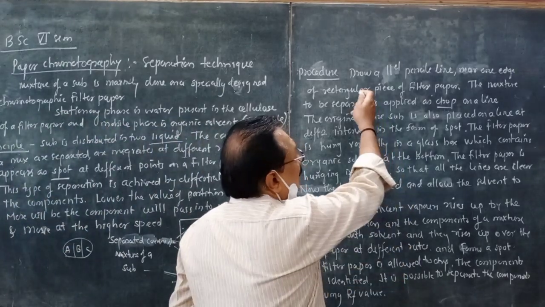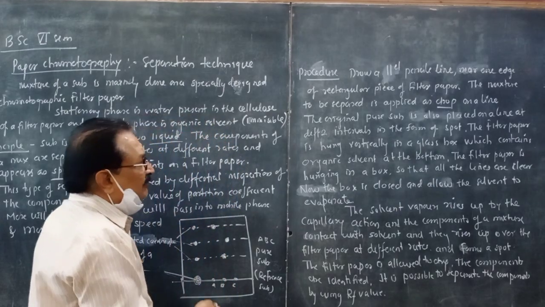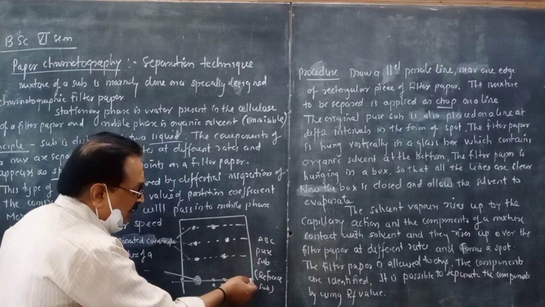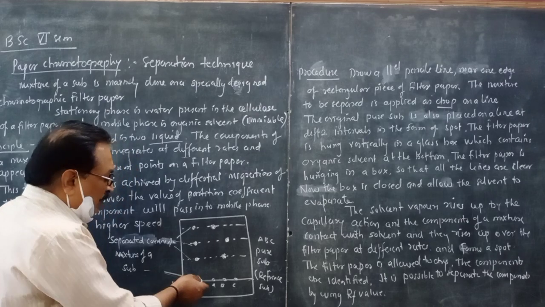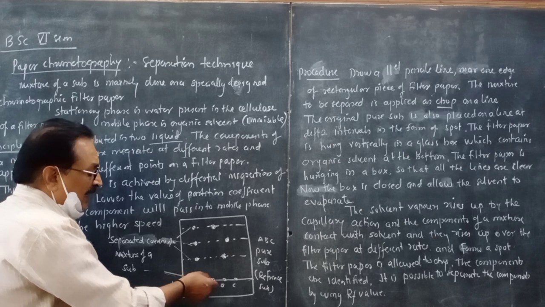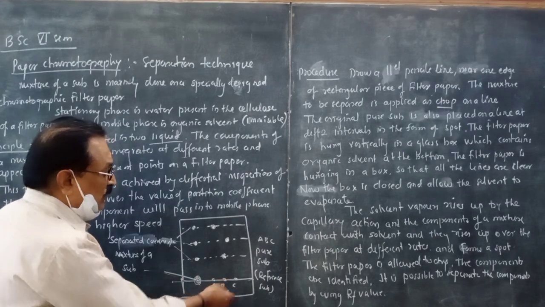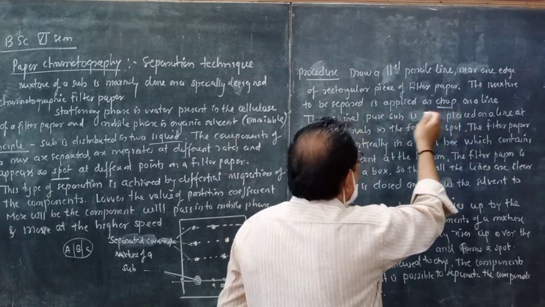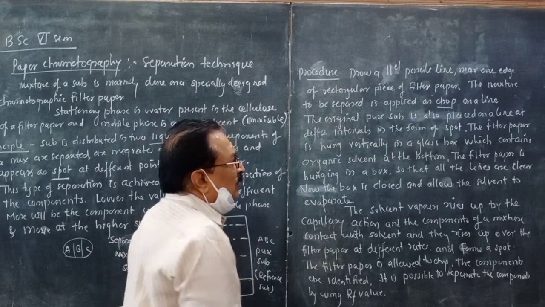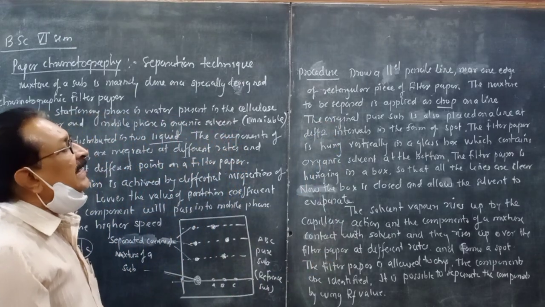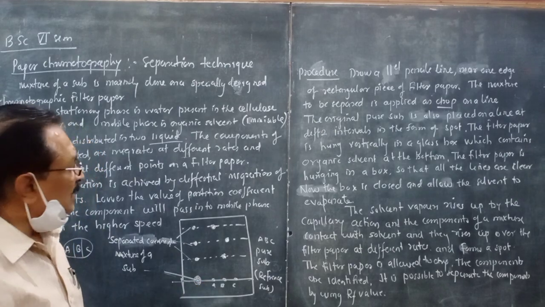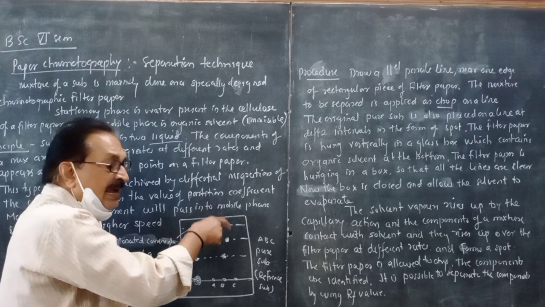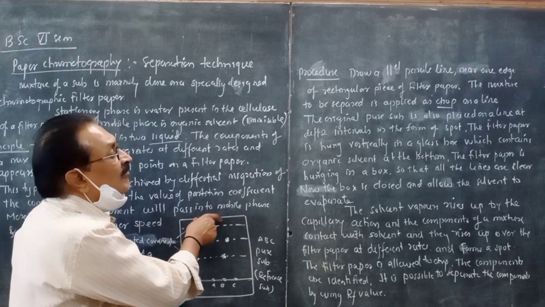In the procedure, draw a parallel line near the edge of the rectangular piece of filter paper. Near the bottom edge, I have drawn a pencil line where the mixture of substances is placed in the form of a drop. At the same time, the reference substances A, B, C are also placed. The original pure substances are placed at different intervals in the form of spots. Such a filter paper is then hung in a box, and that box is made of glass.